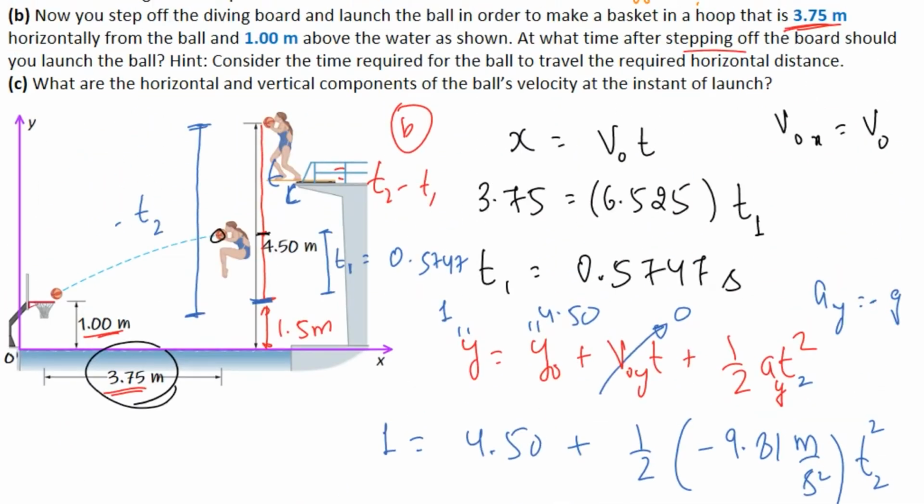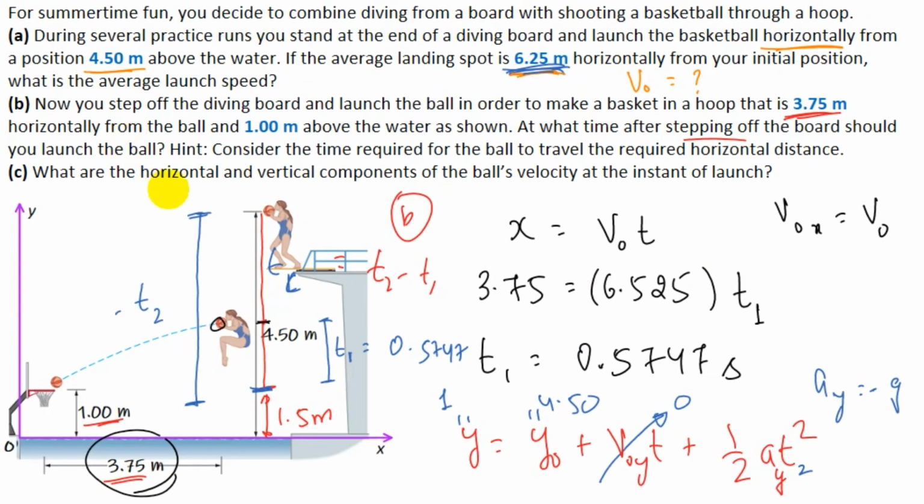Now next in the C part we need to find what is the horizontal and vertical component of the ball velocity at the instant of launch. So at this instant, what is the component of velocity in the horizontal direction? This is Vx, and what is the component of velocity in the vertical direction? So this is Vy. Now throughout the projectile motion we studied that the horizontal velocity remains the same. So this Vx will remain the same. This will be equal to V naught x. If we are able to calculate Vy, we can give the answer.